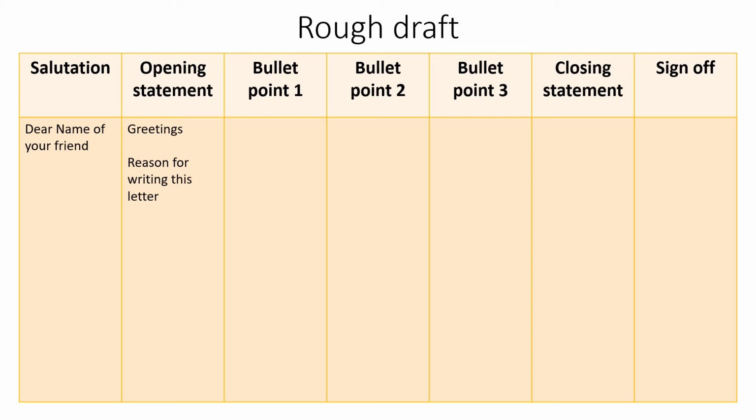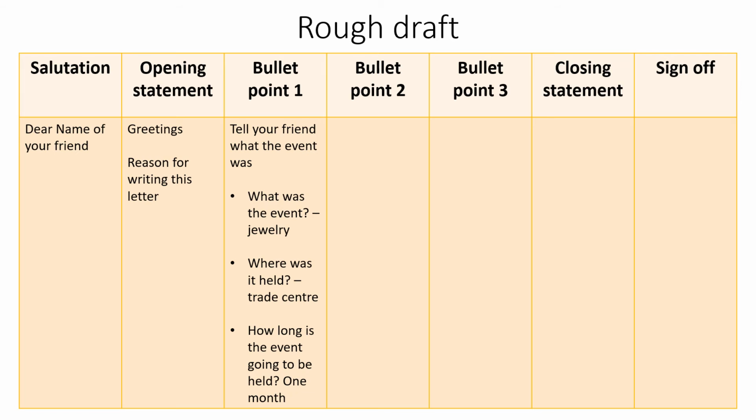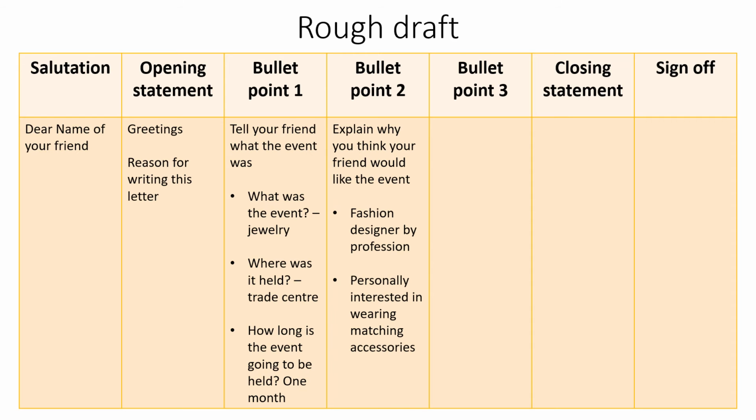The first bullet point states that tell your friend what the event was. So, I like to give details about the event which I had attended, like what was the event, where was it held, how long is the event going to be held, and then moving forward to the second bullet point, it states that explain why you think your friend would like the event. So, I'm going to mention that since my friend is a fashion designer and also she likes to try out different types of jewelry, she must definitely visit that event.